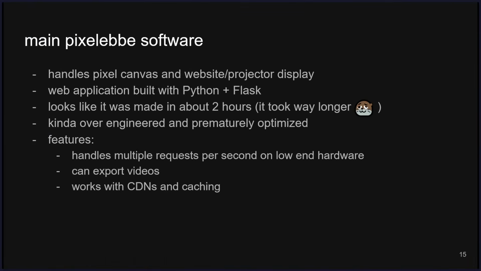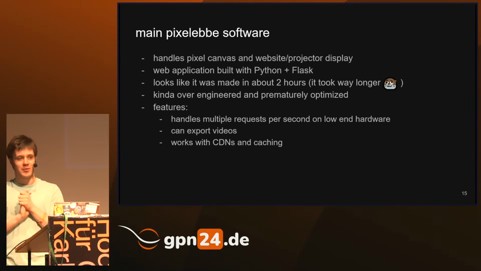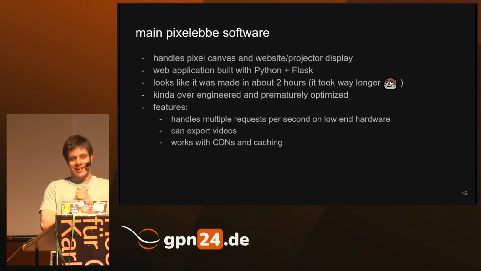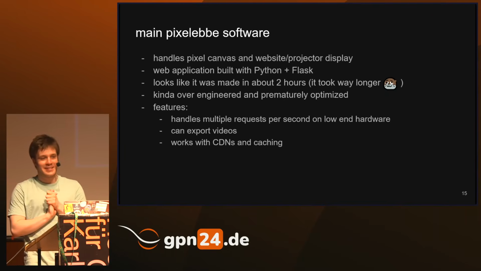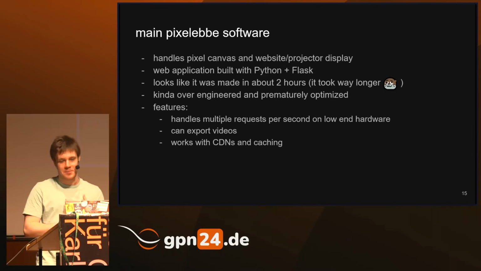That is the software that handles the pixel calendars, so basically everything you've seen so far that is not direct bureaucracy. So it handles the website on pixelebbe.de, which was a very fun experience of obtaining that domain. It handles setting the pixels, and it looks like it's made in about 2 hours. That is intentional. It was not made in 2 hours. It was made in a lot more than 2 hours, and it is, well, I think there are 2 terms in computer science that describe this phenomenon really well. The first one is premature optimization, and the other one is scope creep.